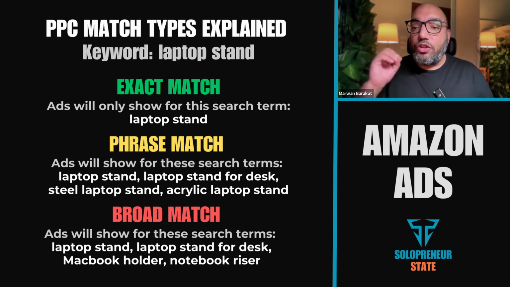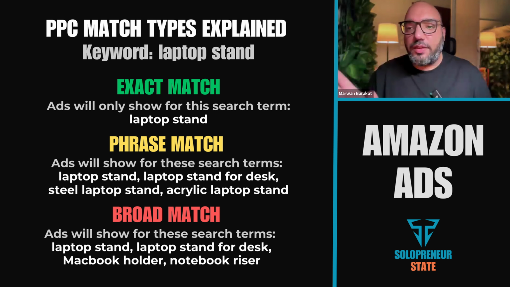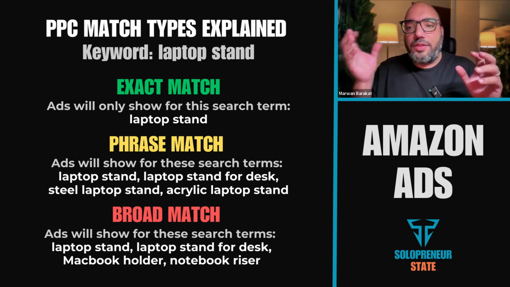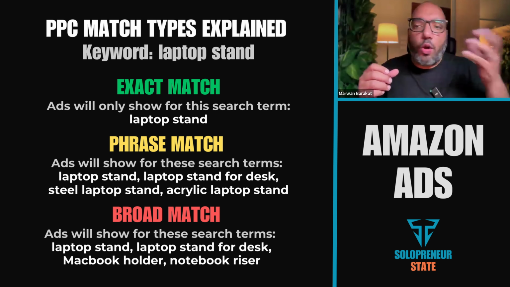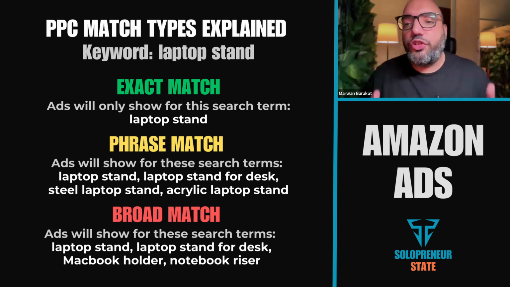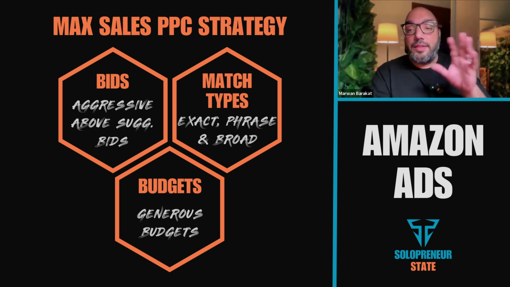Now there's one word in the middle, but it will also show for keywords and search terms that don't necessarily have laptop or stand in the search term at all. So for example, a MacBook holder, you're still going to show for that keyword. Laptop stand and MacBook holder as words, they're completely different. But Amazon thinks that MacBook means laptop and holder means stand. So they will just show your ad for that.